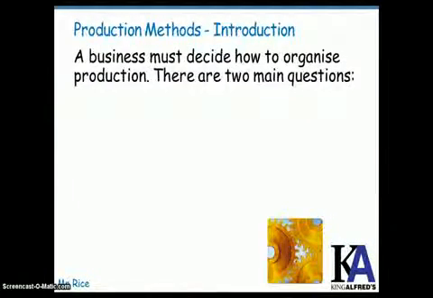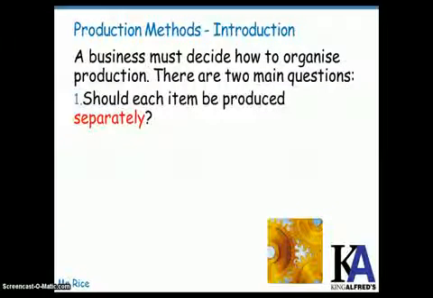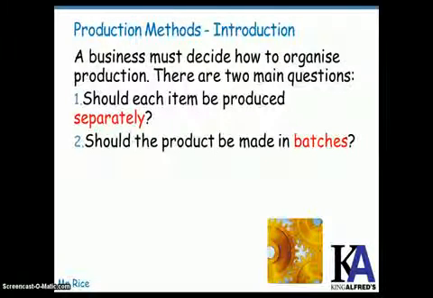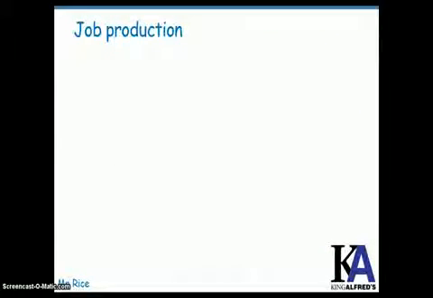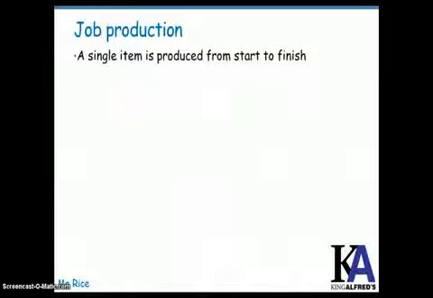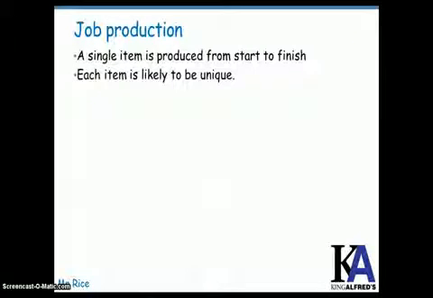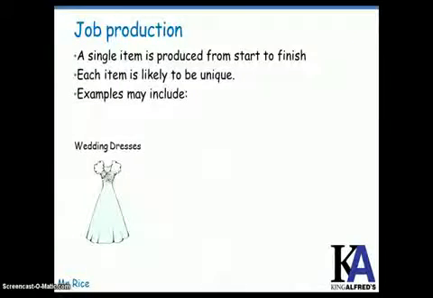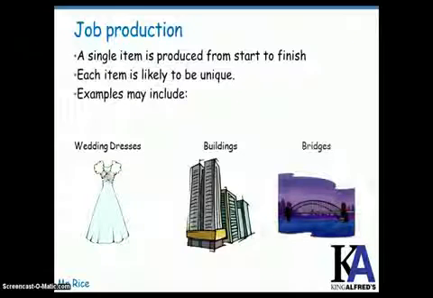So a business must ask itself two questions when it decides to start producing products. First one, should each item be produced separately? Or should the product be made in batches? If it feels it should be produced separately, it will use job production. So job production is when an item is produced by itself from start to finish. These items are usually unique, such as wedding dresses, specialized buildings, and bridges.